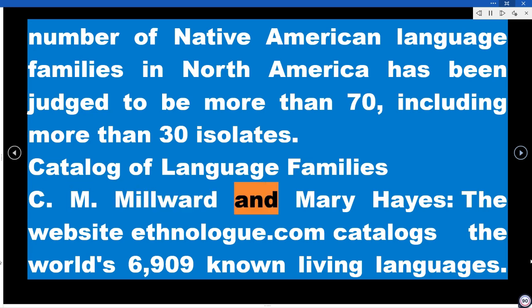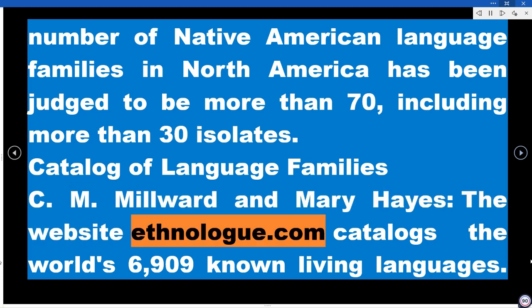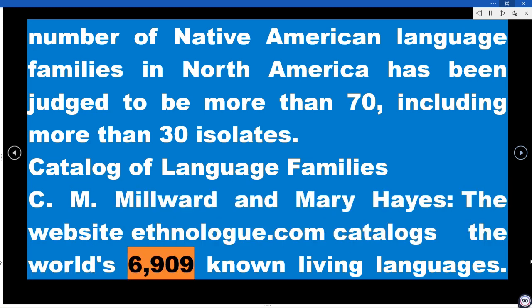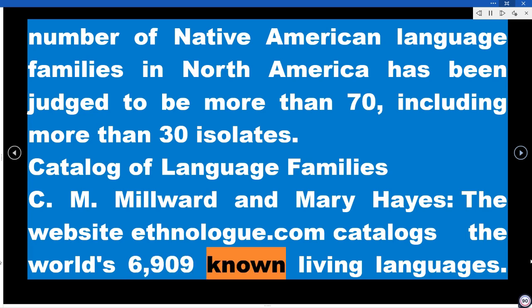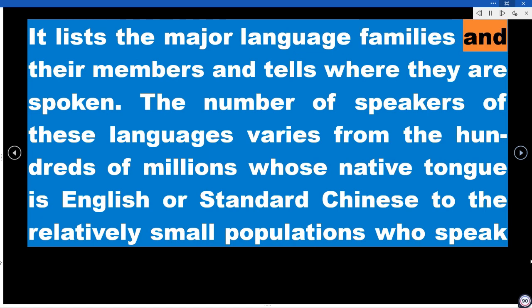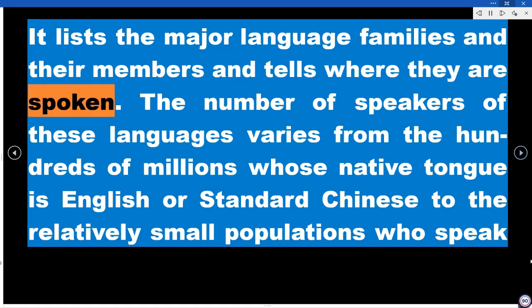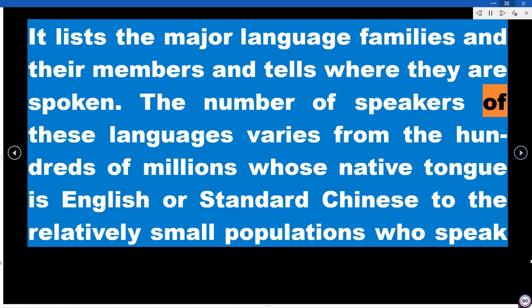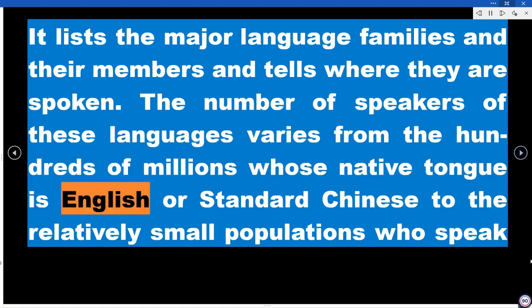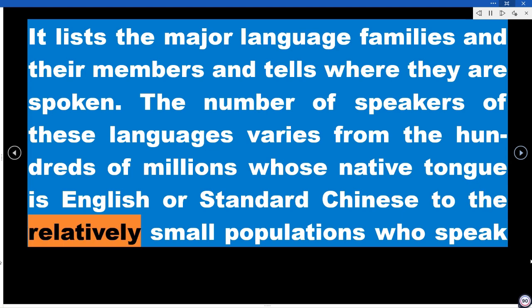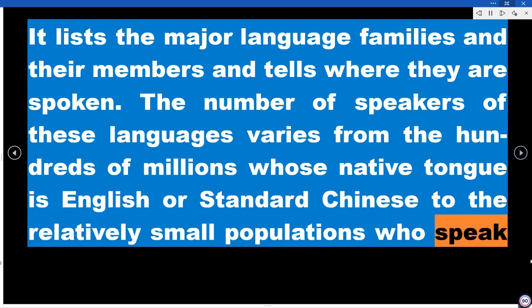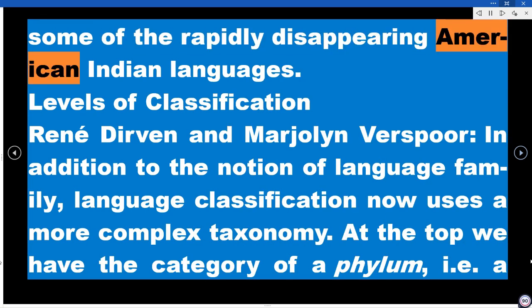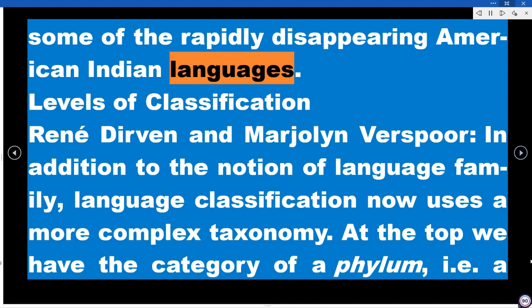According to C. M. Millward and Mary Hayes, the website ethnologue.com catalogues the world's 6,909 known living languages. It lists the major language families and their members and tells where they are spoken. The number of speakers of these languages varies from the hundreds of millions whose native tongue is English or Standard Chinese to the relatively small populations who speak some of the rapidly disappearing American Indian languages.